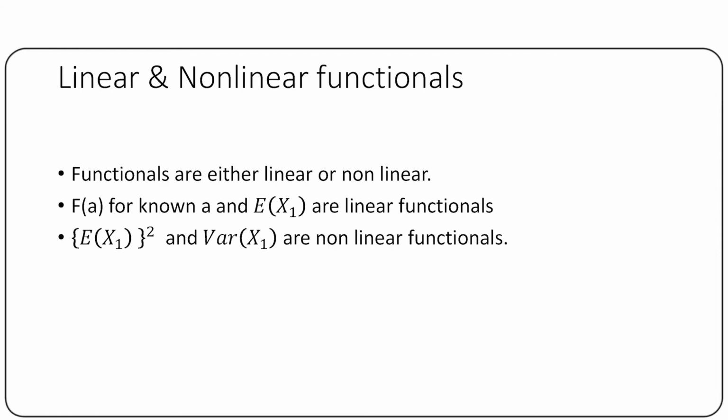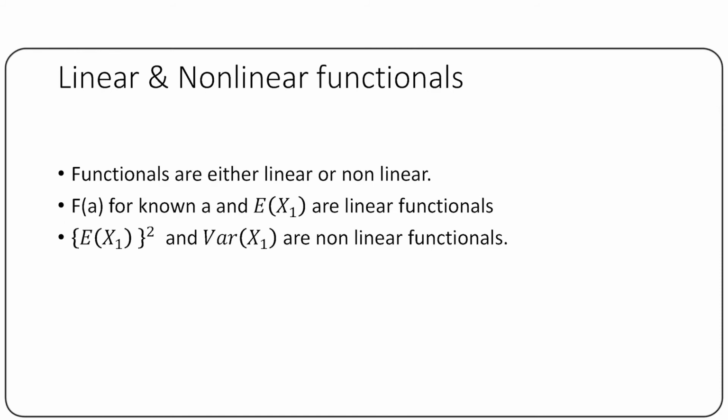So if we calculate the functional considering this distribution function, then if theta based on alpha f1 plus 1 minus alpha f2 is not equal to alpha into theta f1 plus 1 minus alpha into theta f2 for every alpha, then the functional theta is called nonlinear. Now we shall consider some examples of nonlinear functionals.